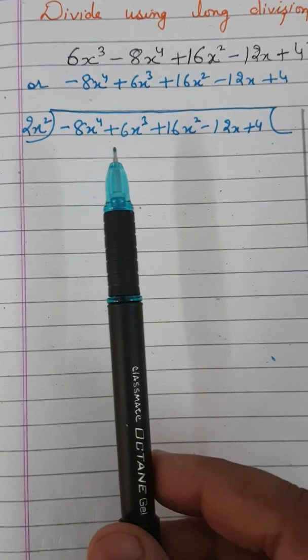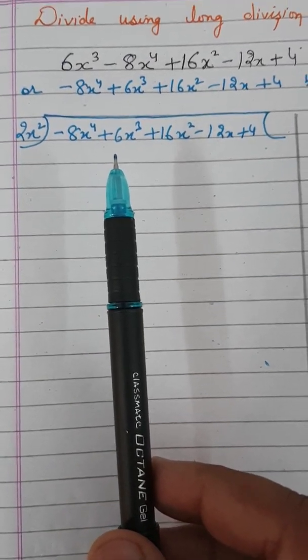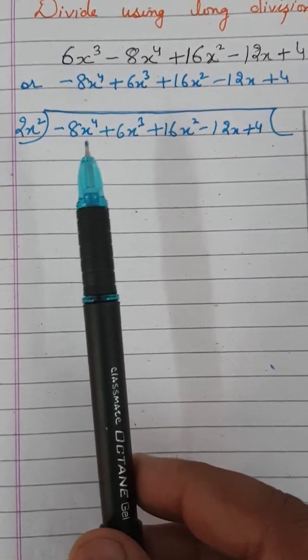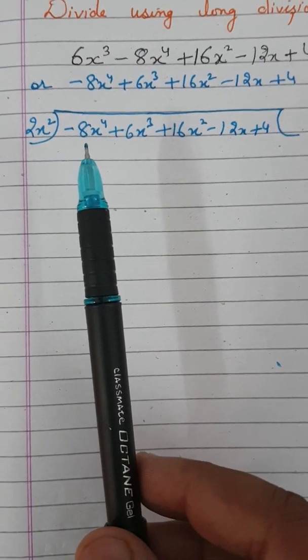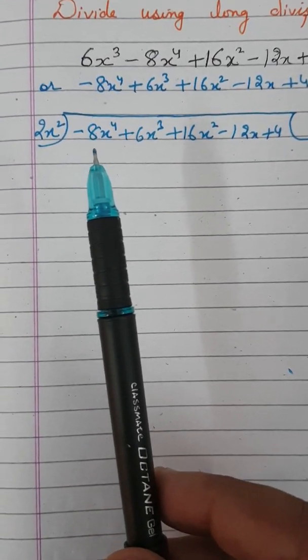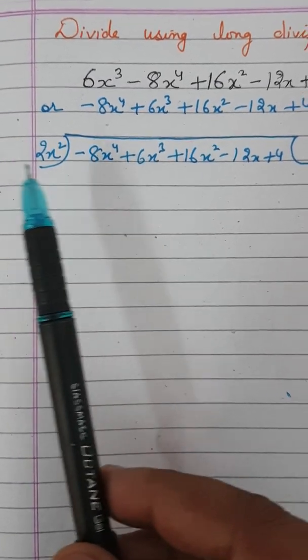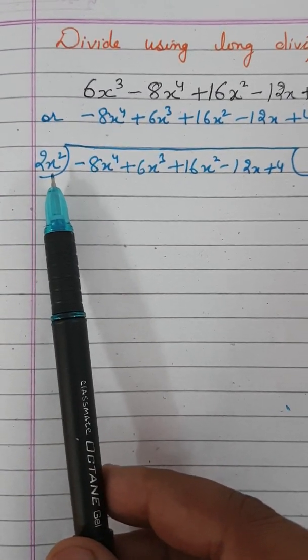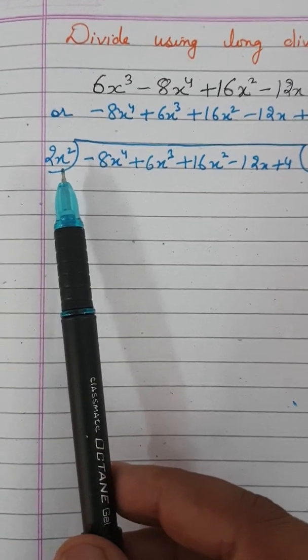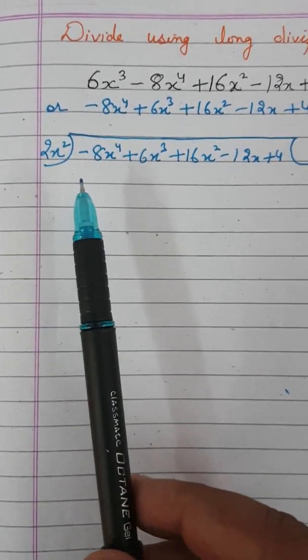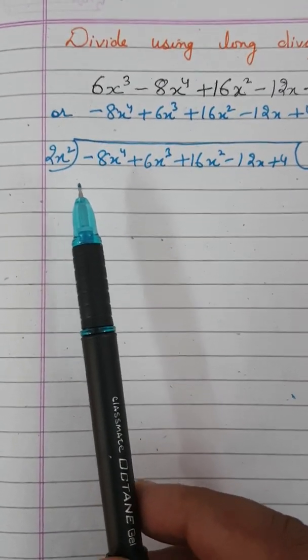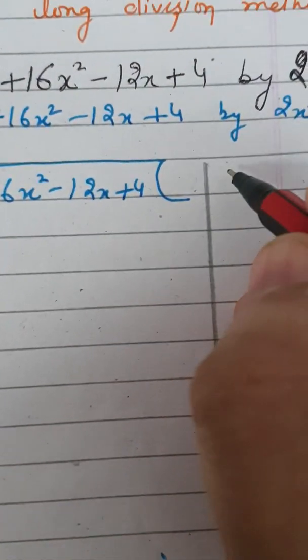Now for division of polynomials, we have to do each step carefully, so listen to my words carefully. For division, I will take the first term of the dividend and the first term of the divisor. Here my divisor is a monomial, so 2x square is its term. I will divide both of them. So see, this is our first step.